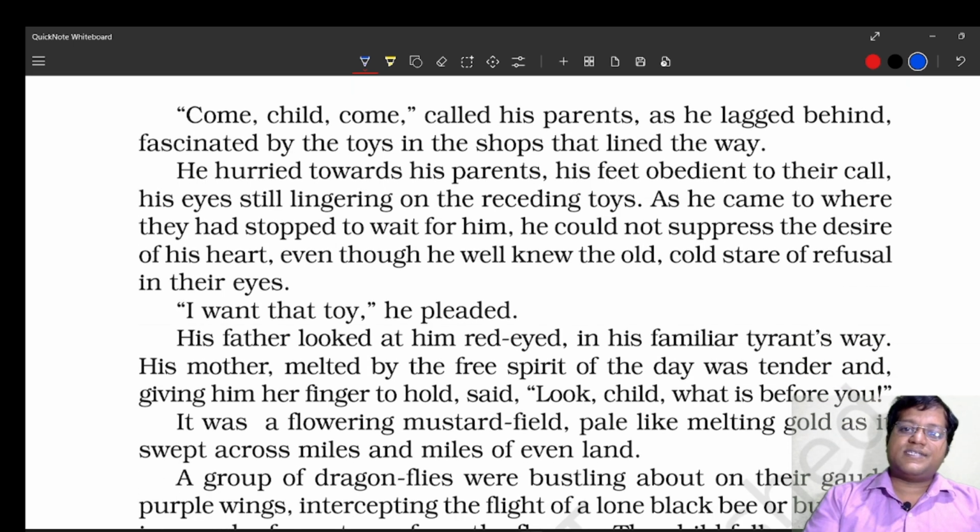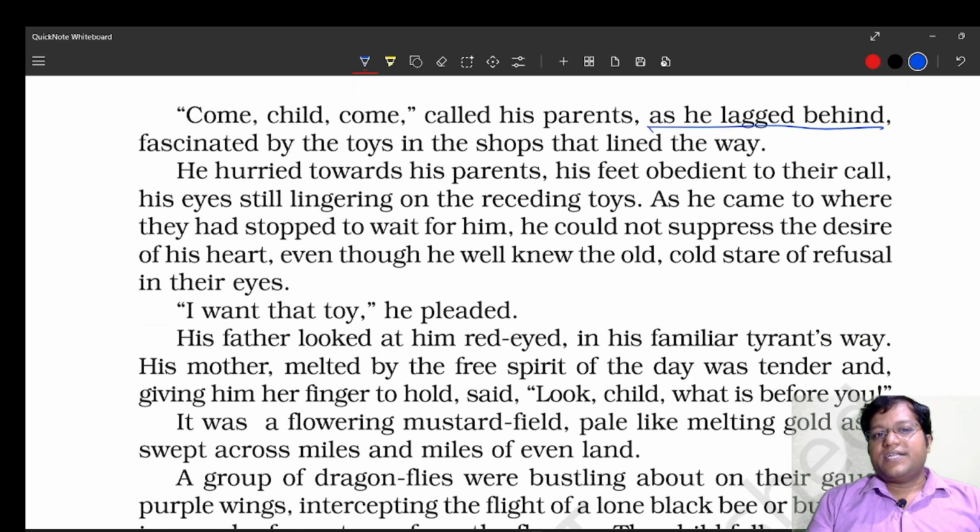Come, child, come, called his parents as he lagged behind. Being attracted by the fascinating toys in the shops that lined the way, the boy was lagging behind. Then his parents called him, come, child, come forward. He hurried towards his parents, his feet obedient to their call. Then, when his parents called him, he started to run to reach them, his eyes still lingering on the receding toys.